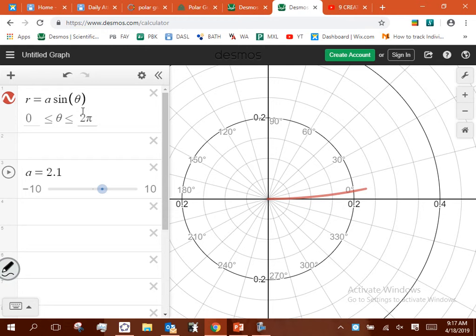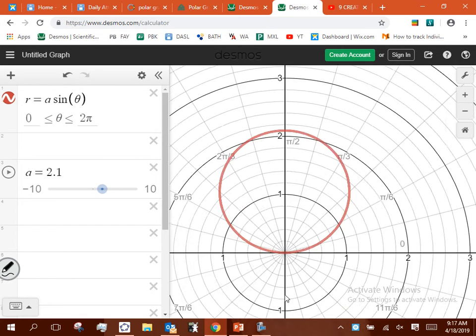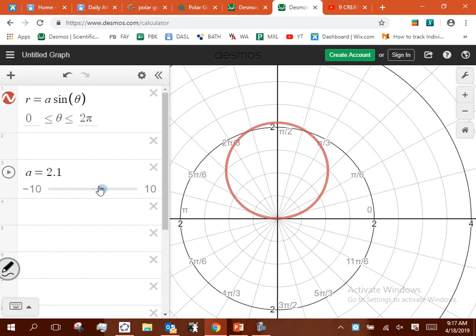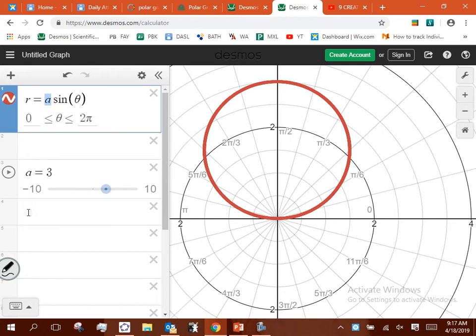I keep doing this. Let's do this. Let me change to radians. There we go. So we get a circle. Now that circle, so anything of this form, a sine theta, is going to be a circle that is symmetric with the y-axis. Does that make sense? And the diameter of that circle is going to be that a value. Is that all right?